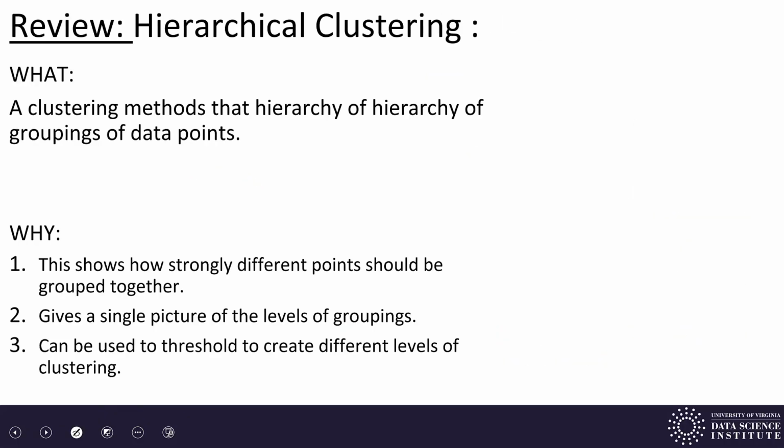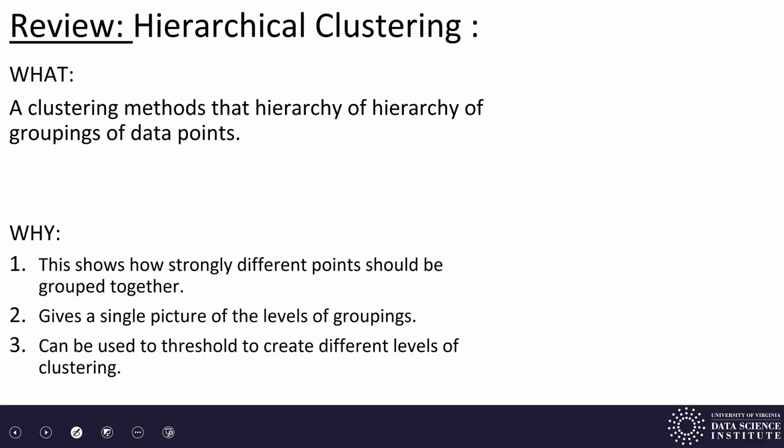So, a review of what we talked about. We've talked about hierarchical clustering. It's a method that creates a hierarchy of groupings of data points. As you go up further, we have weaker and weaker linkings between our things, or things are farther apart when they get linked. And that's how you measure how close things are. When they link together at a low level, they're closer. When they link together at a higher level, they're far apart.